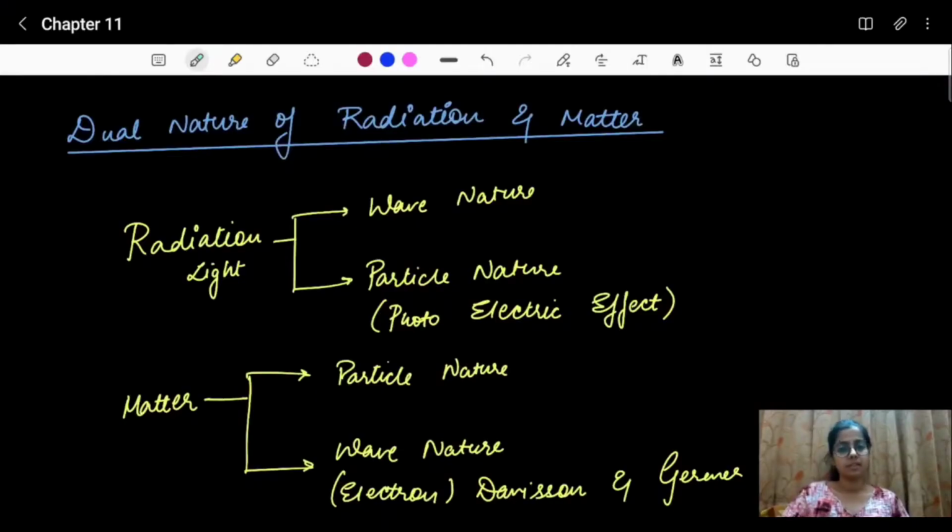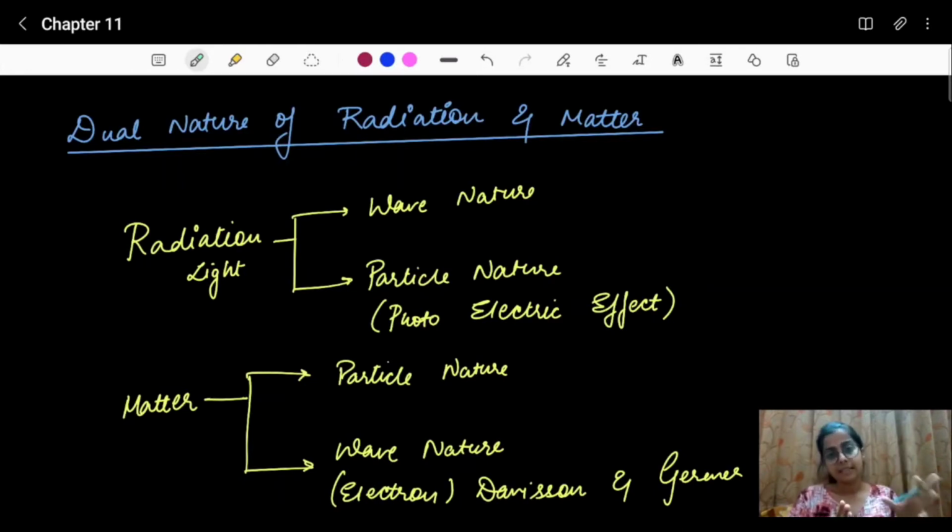Okay, so let's begin this class. In the last class, we started a new chapter, that is dual nature of radiation and matter. We came to know that radiation, that is light, and matter both have dual nature, that is particle nature as well as wave nature. Wave nature of radiation you have already learned in the previous chapters. Now in this chapter we are going to learn about the particle nature of light, or you can say radiation.